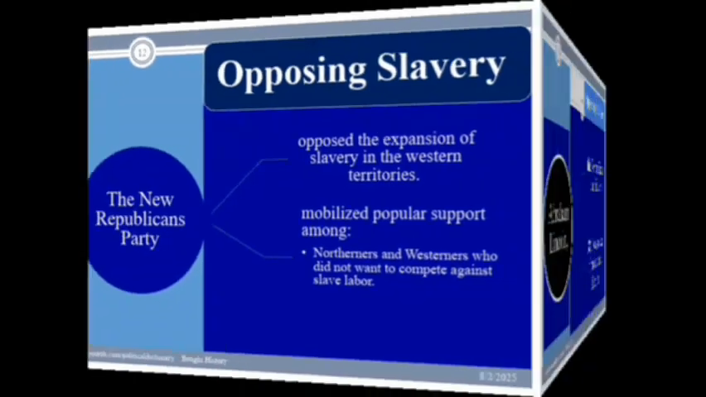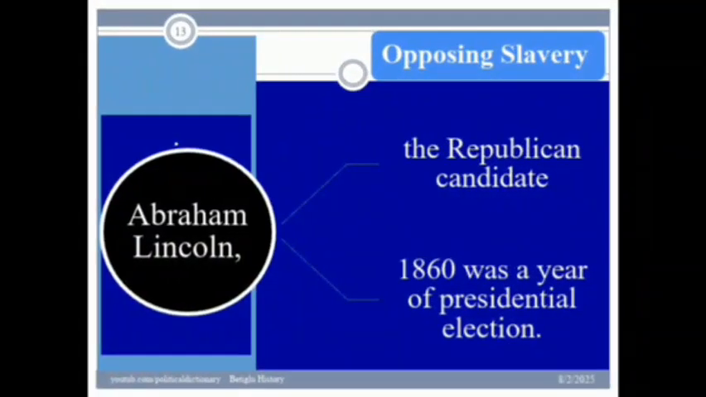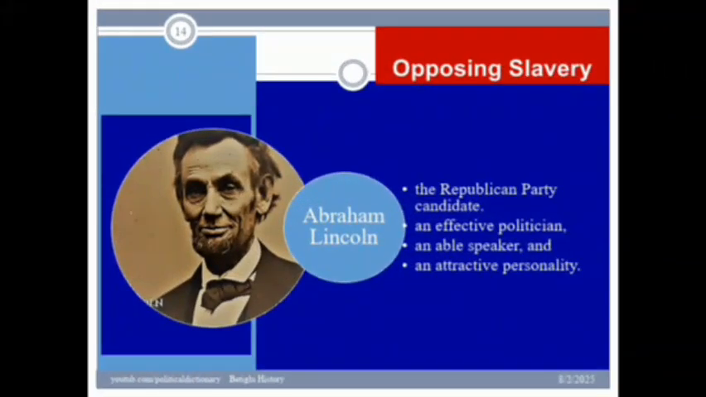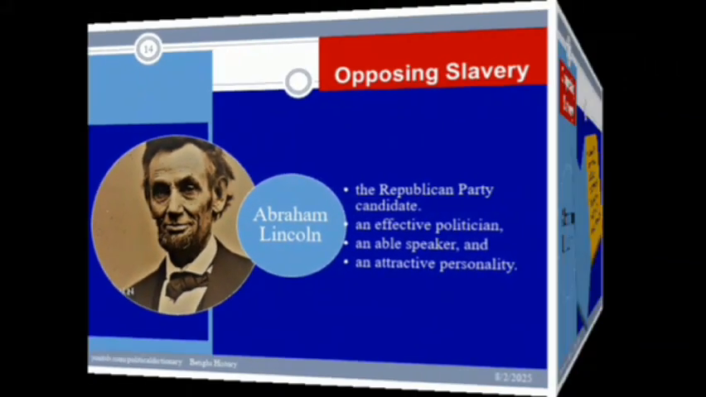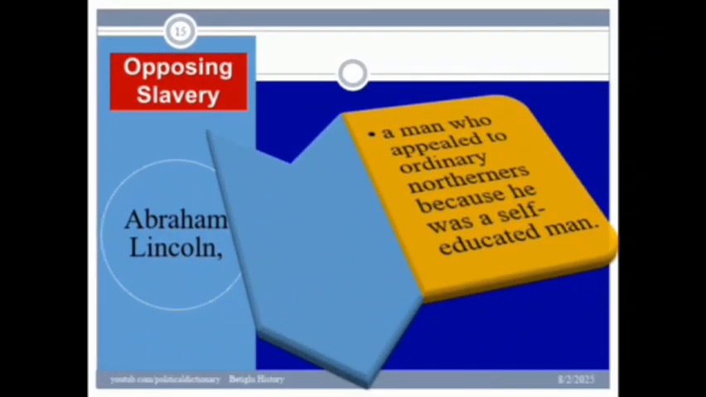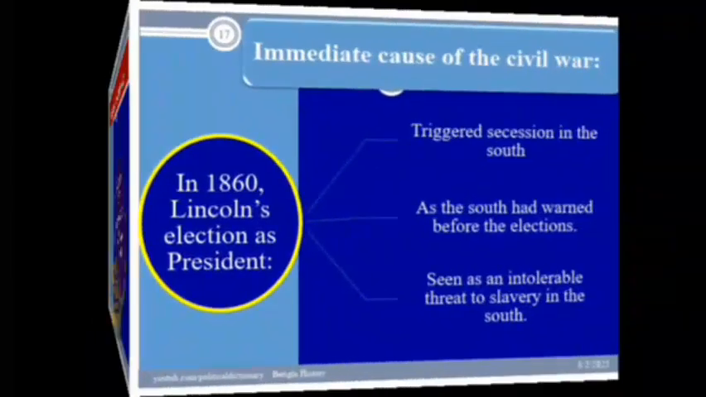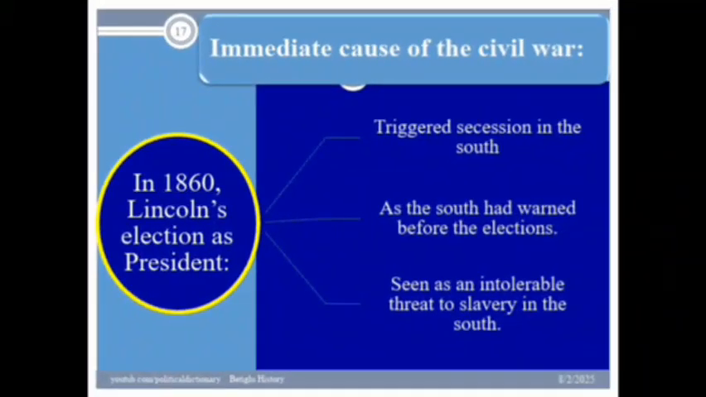1860 was a year of presidential election. At that time, the Republican Party had a very good candidate named Abraham Lincoln, who was an effective politician, an able speaker, and an attractive personality. He was a man who appealed to ordinary Northerners because he was a self-educated man. In 1860, Lincoln's election as president triggered secession in the South, as the South had warned before the elections. Lincoln's election was seen as an intolerable threat to slavery in the South.